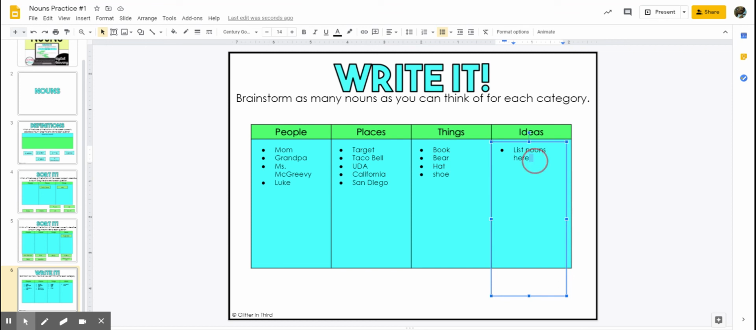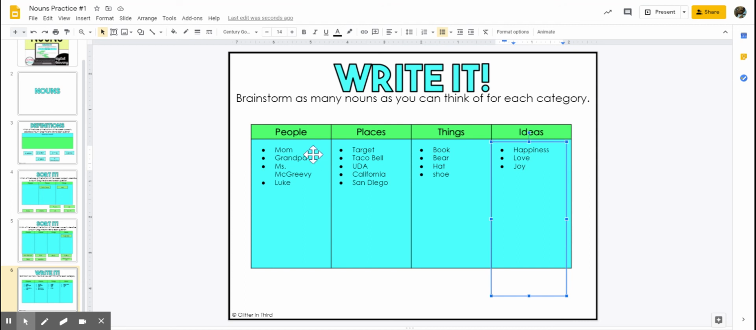And last one is ideas. So like we talked about on the slide before this, happiness is an idea. It's a thing, but it's not something that you can touch. Maybe also love or joy. These are things, we feel them, but they are ideas because we cannot reach out and touch them or see them or smell them or taste them.